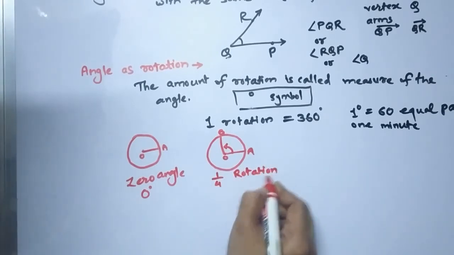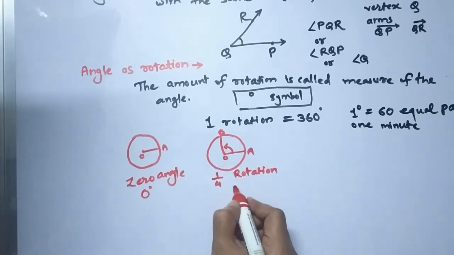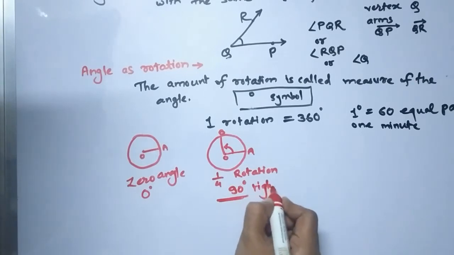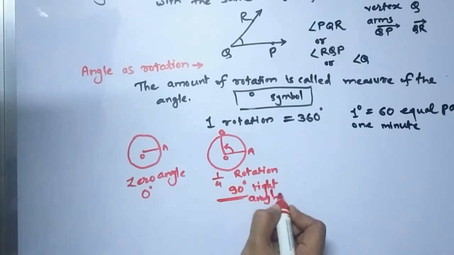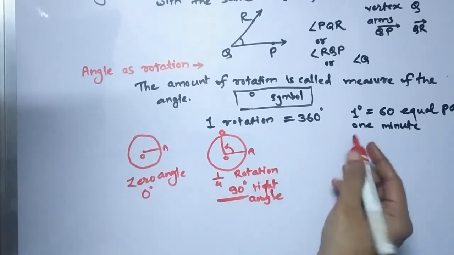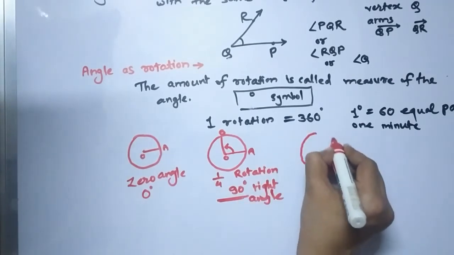So what is this 1/4 rotation? It is nothing but 90 degree. So 90 degree, we know that it means a right angle. Now I'm going to again rotate it.